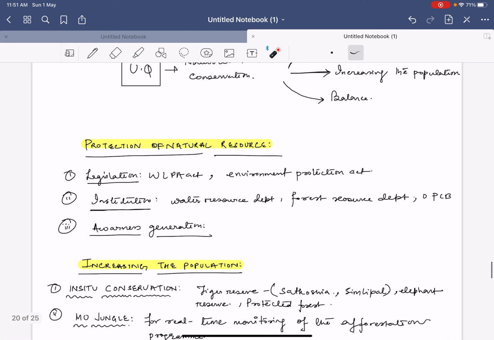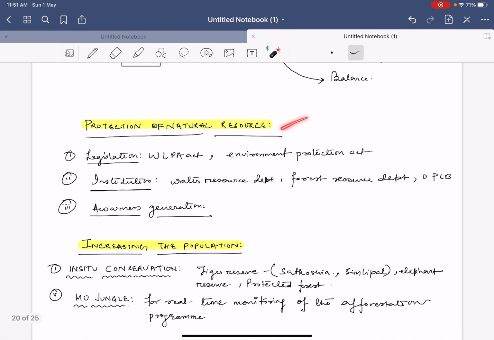First is protection. How do we exactly protect the natural resources? First, with the help of legislation: the Wildlife Protection Act, the Environment Protection Act. All these are central laws which are being implemented by the state institutions: the Water Resource Department, the Forest Resource Department.